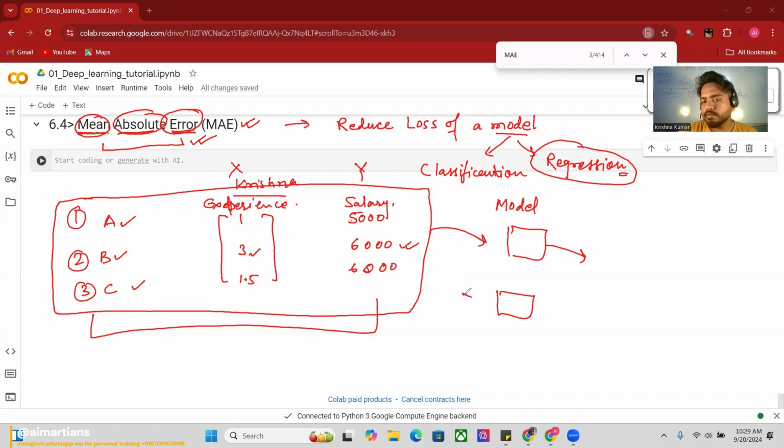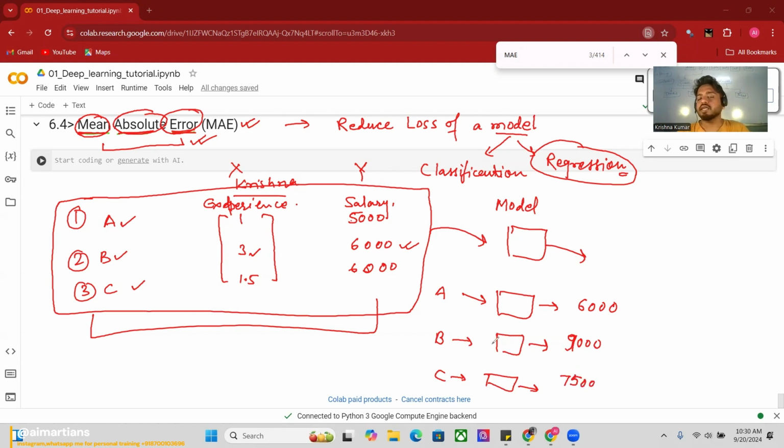Let's say my model says if you pass A, it will be 6,000. If you pass B to this model, let's say it gives 9,000. And if you pass C to the same model, it says its salary should be 7,500. This is the actual salary I should offer him.